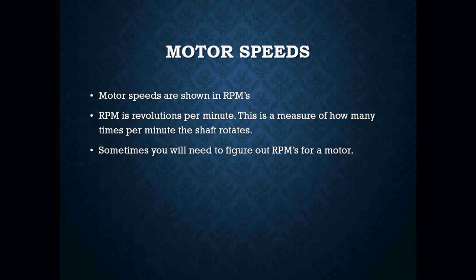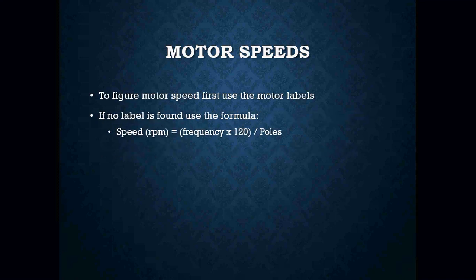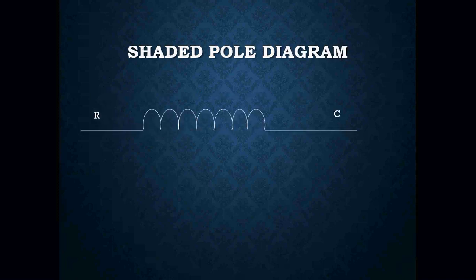Motor speeds are shown in RPMs. RPM stands for revolutions per minute, and this is a measure of how many times per minute that shaft is going to rotate. Sometimes you will need to figure out RPMs for a motor, because if you don't have the right RPMs, you will not be moving the correct amount of CFMs across a heat exchanger, evaporator coil or condenser coil. To figure out RPMs on a motor, you use the formula frequency times 120 divided by the number of poles, and that gives you your RPMs.